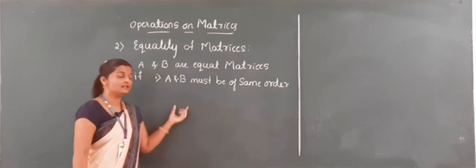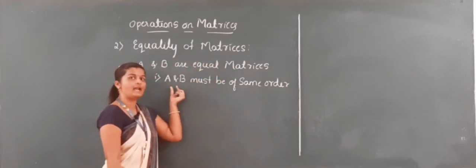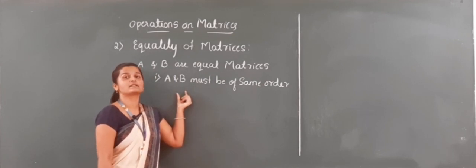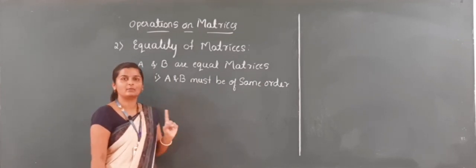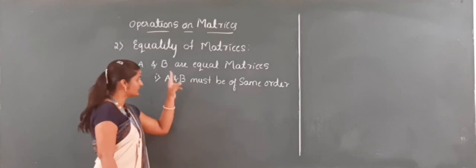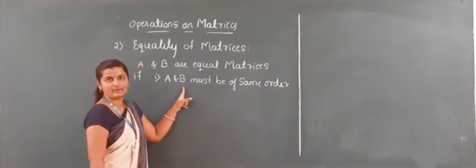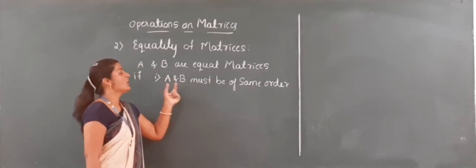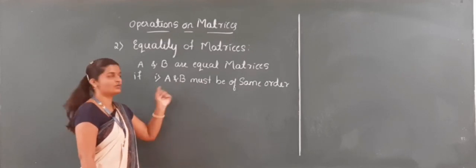Meaning of this line is the order of matrix A and order of matrix B must be same. Both should be of same orders. If this is 2 by 3, this is also 2 by 3. It can't be 3 by 2. Exactly same order should be present for these two matrices.